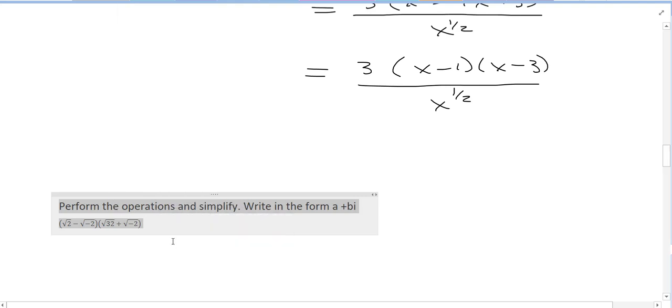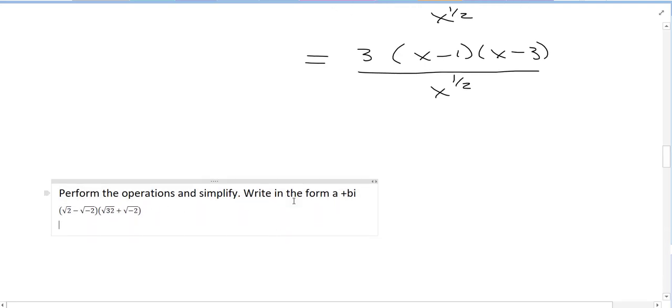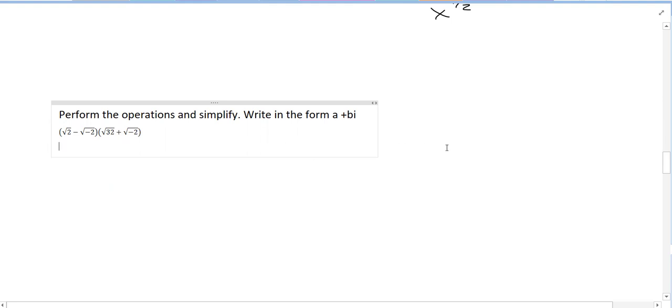Anyway, this is the one that we're going to be working on with imaginary numbers. So if you want to see how this problem is solved, watch the next video.